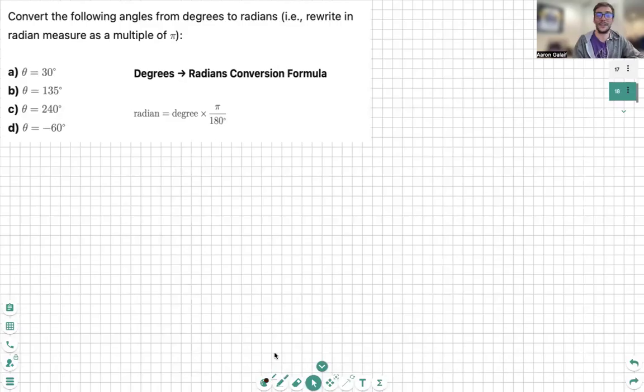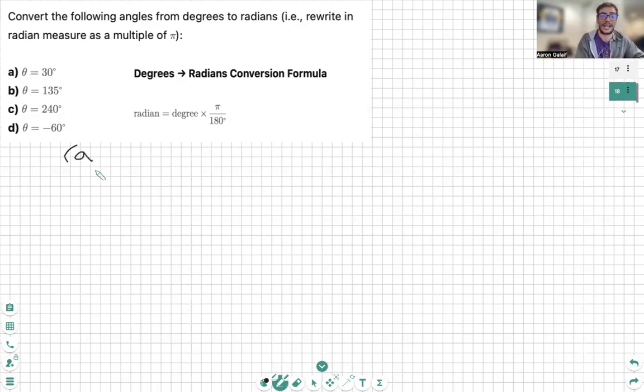Hello. In this video, we are going to go over how to convert degrees into radians. All we need to do is take our degrees and multiply it by the fraction of pi over 180. That will get us to radians.